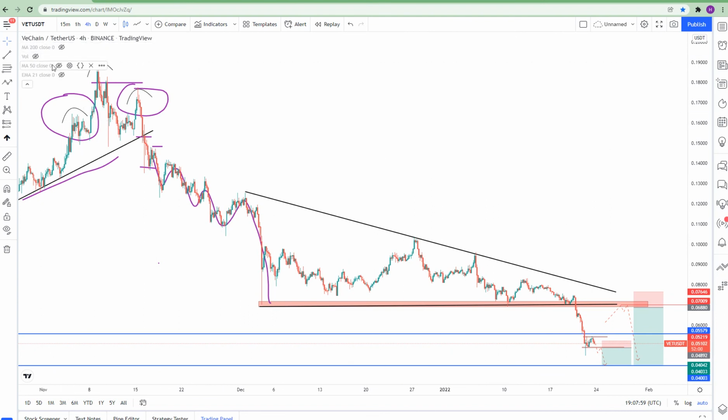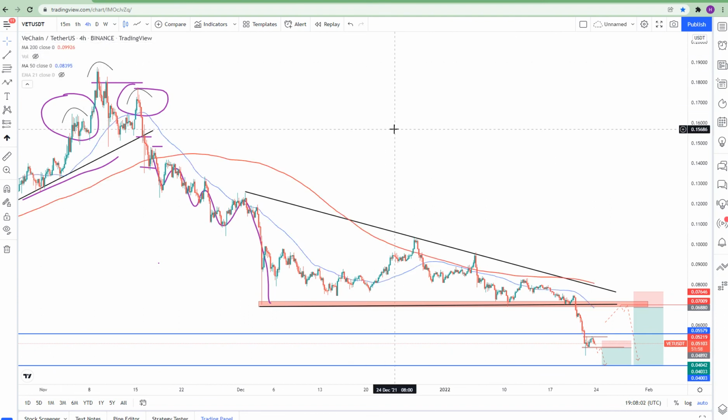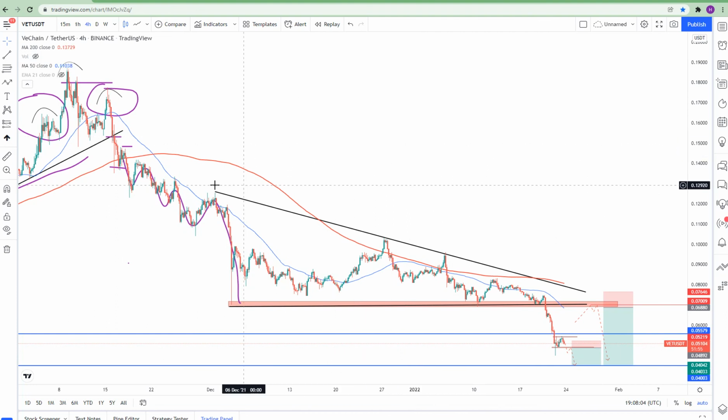Also, we can see here that we already have the 50 and 200 day moving averages close to the downside, so this is adding another confluence to the bearish side.